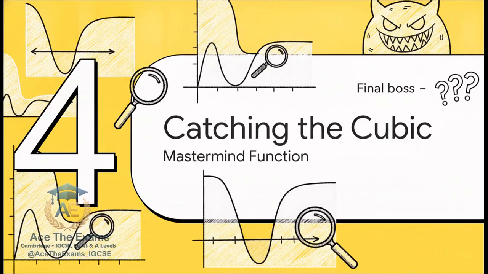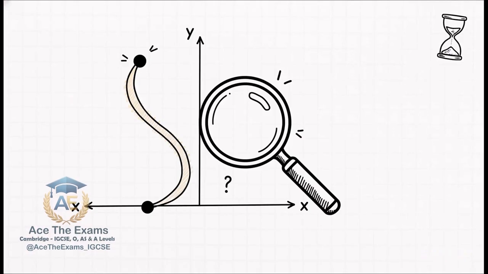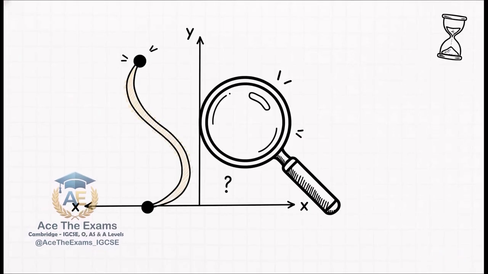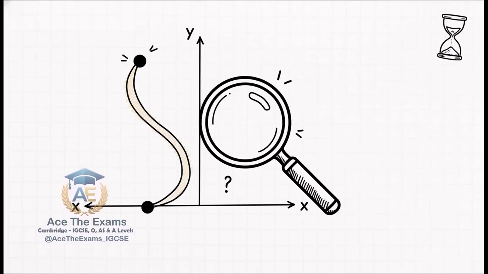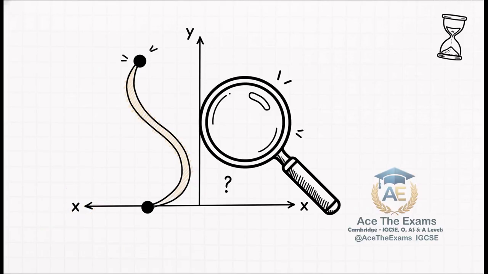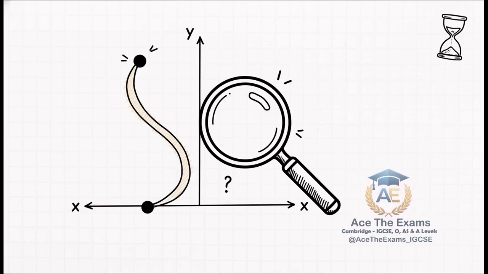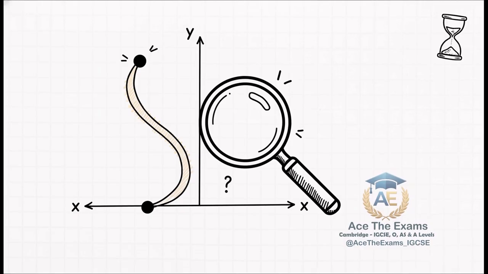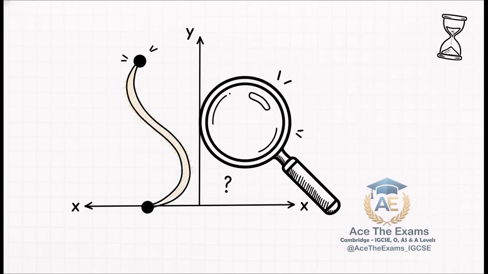Which brings us perfectly to Section 4, Catching the Cubic Curve. This is it, the mastermind function, the final boss of the O580 graphing questions. It takes the slightly terrifying form of f of x equals ax cubed plus bx squared plus cx plus d. 4 unknown variables. It looks like a nightmare. But remember our mantra, more curves equal more clues.